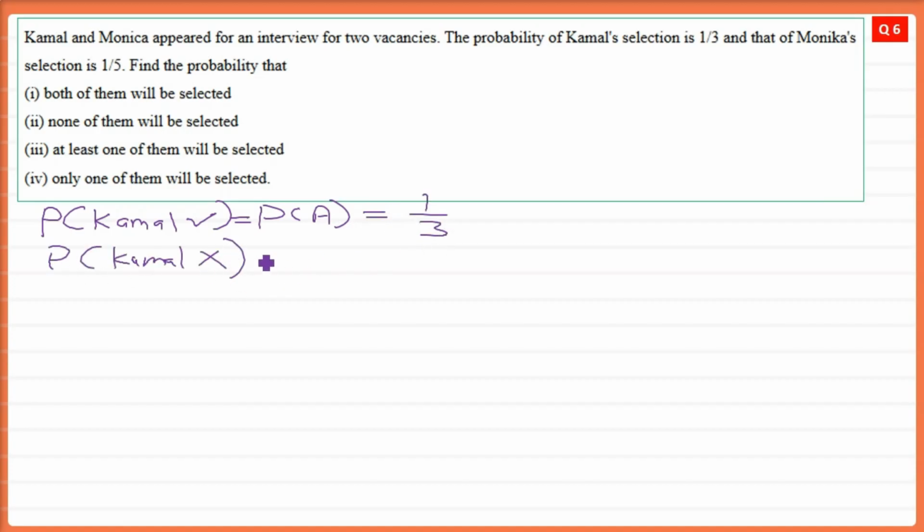Now Kamal not getting selected is what? P(A not) is 1 minus 1 by 3. So select and non-select both combined probability will be 1. So 1 minus 1 by 3 it will be. That is going to be 2 by 3. So this is the first case.